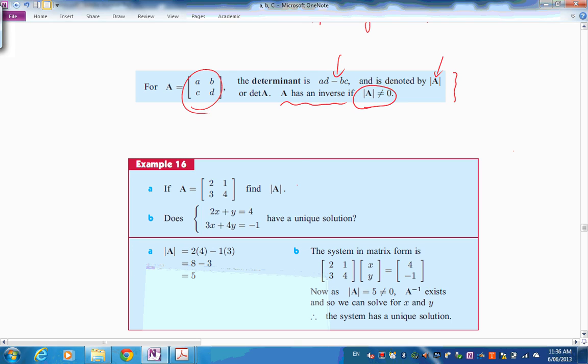So here's an example. Find the determinant. Well, that's A, B, C, D. So it's AD take BC. It comes to 5. So an inverse does exist. Therefore, when you put this system in that form, can you multiply in there by the inverse and in there? Yes, because it exists. Therefore, you will have a unique solution.